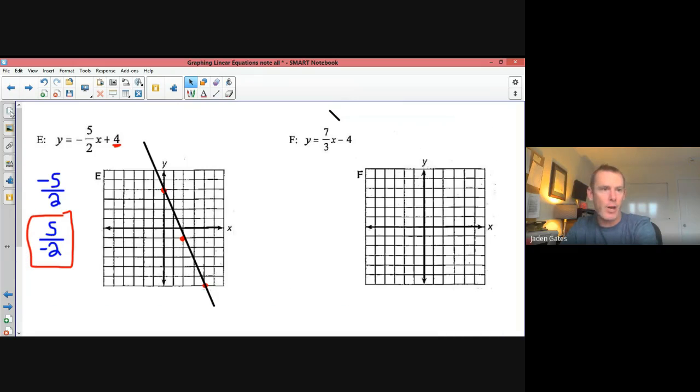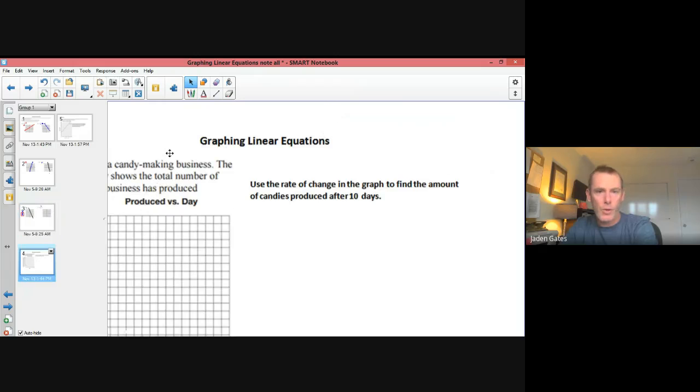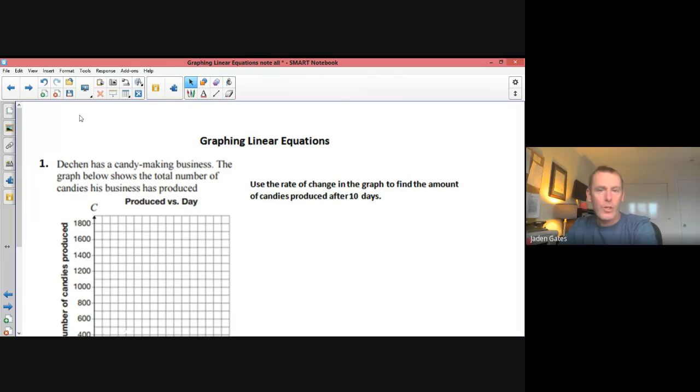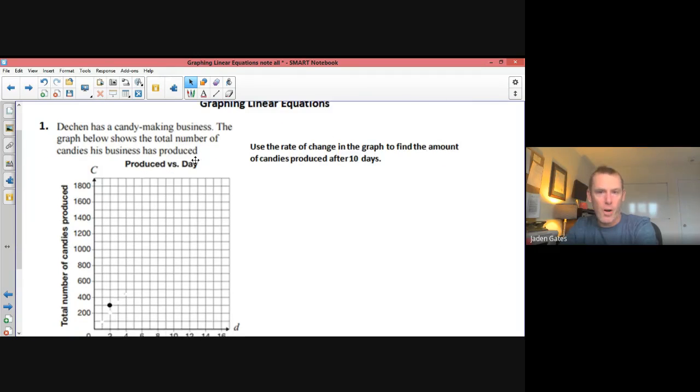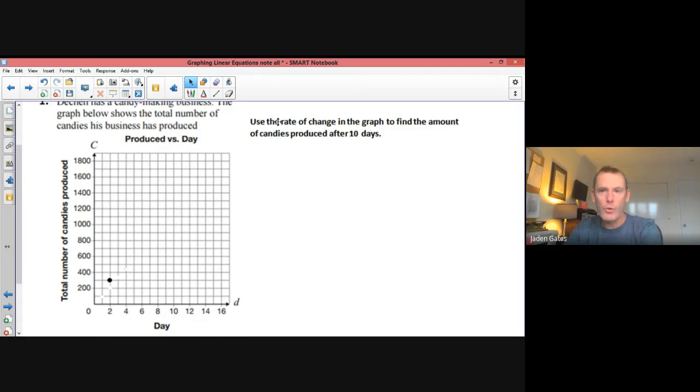Now I'm going to skip F here, but I am going to move on to my next question, which is graphing linear equations. All right, so here we go. We have somebody who has a candy making business, and here's the graph. Use the rate of change to find the amount of candies produced after 10 days. Because as you can see in our graph, 10 days is blank, right? So what we want to do is extend this graph. See, here's our 10 here, but we've got no information on that green dotted line. All right, so here's what I'm going to do.